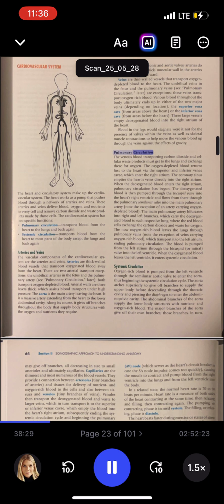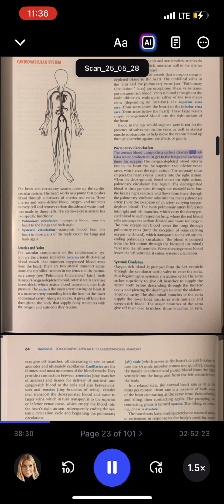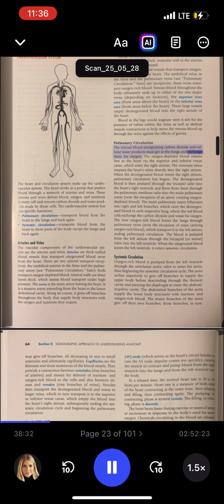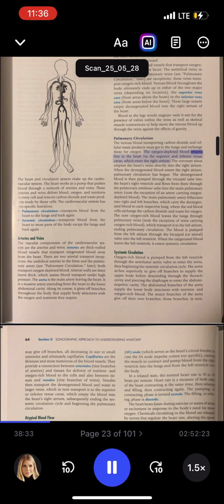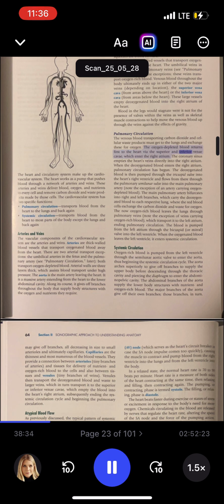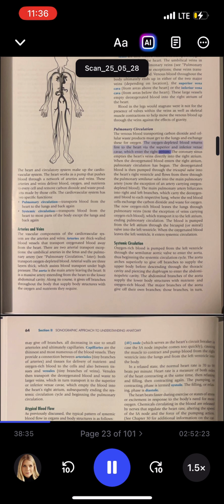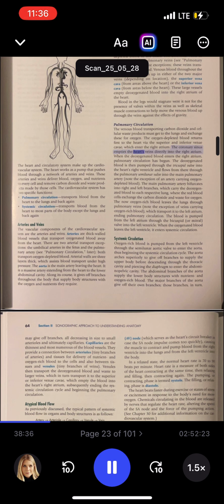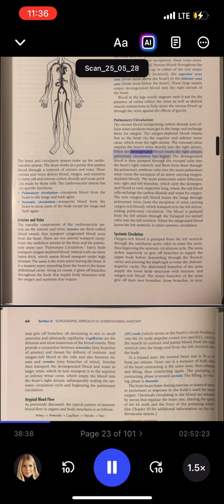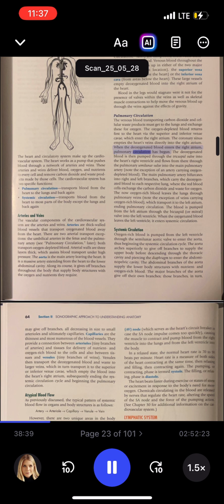Pulmonary circulation. The venous blood transporting carbon dioxide and cellular waste products must get to the lungs and exchange these for oxygen. The oxygen-depleted blood returns first to the heart via the superior and inferior venae cavae, which enter the right atrium. The coronary sinus empties the heart's veins directly into the right atrium. When the deoxygenated blood enters the right atrium, pulmonary circulation has begun.